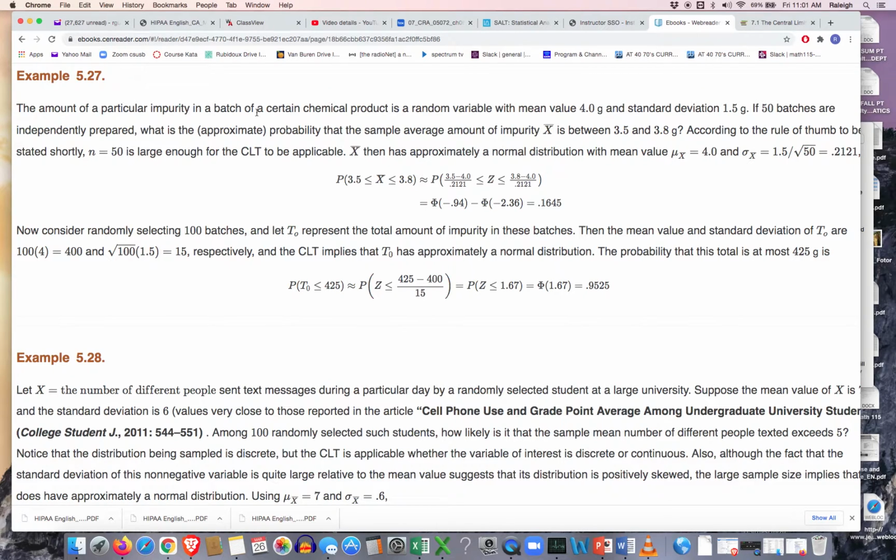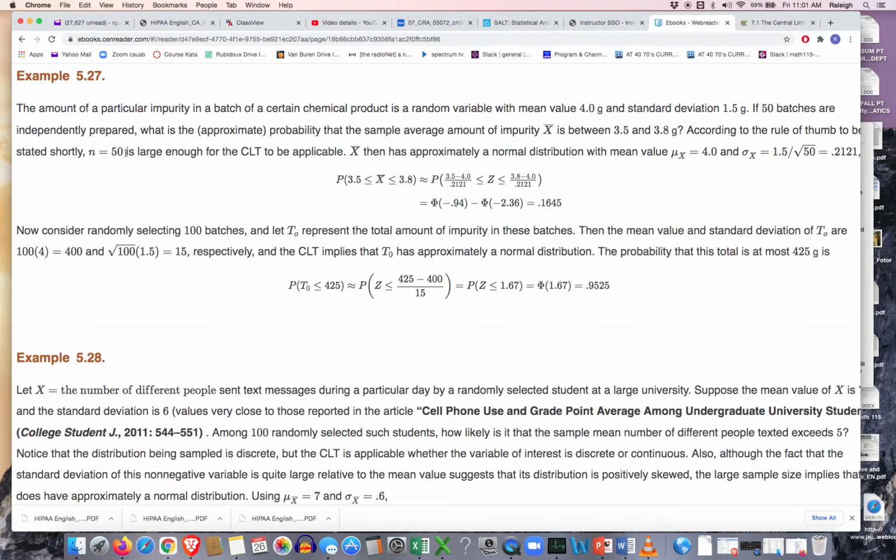Okay, so this impurity in a batch of a certain chemical product is a random variable. The mean is 4.0 grams, standard deviation 1.5 grams. 50 batches, n is 50, are independently prepared. What's the approximate probability that a sample average amount of impurity x bar is between these two numbers, which by the way are both less than the mean?